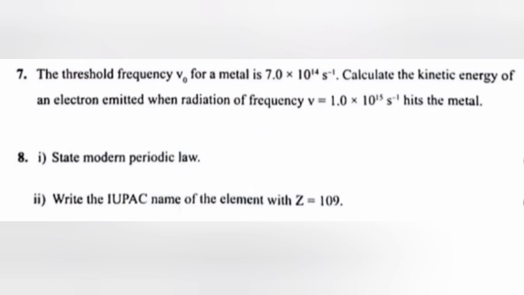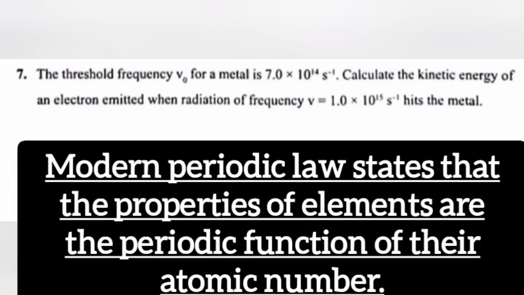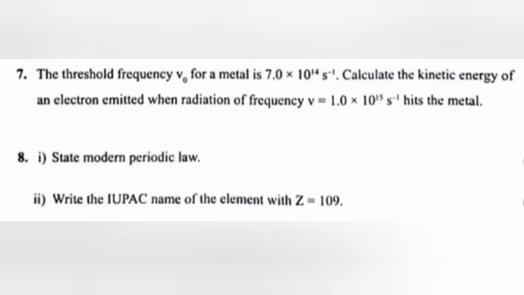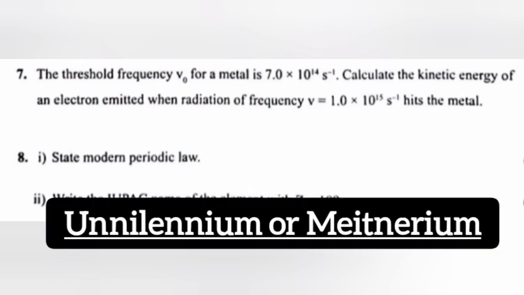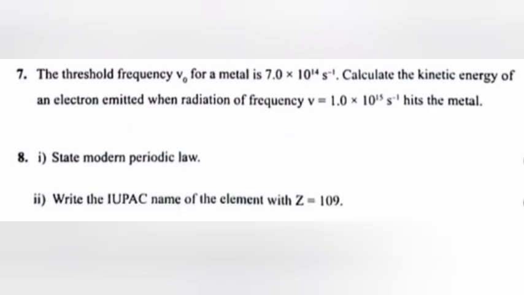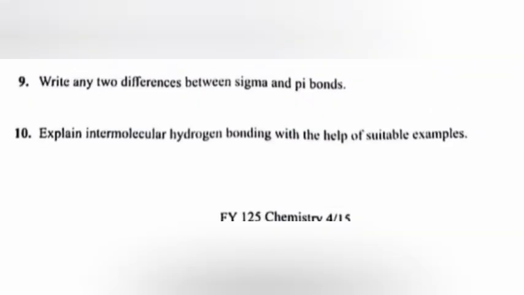8. 1. State modern periodic law. Answer: modern periodic law states that the properties of elements are the periodic function of their atomic number. 2. Write the IUPAC name of the element with Z = 109. Answer: unnilennium or meitnerium. 9. Write any two differences between sigma and pi bonds.